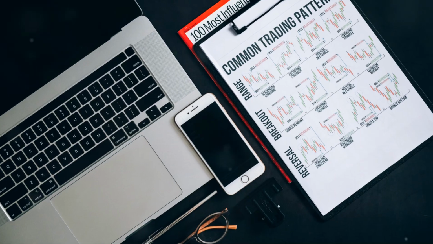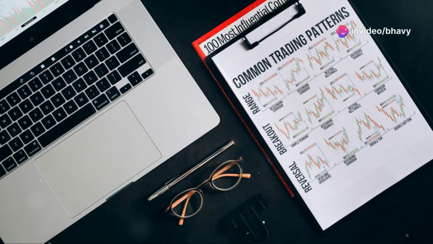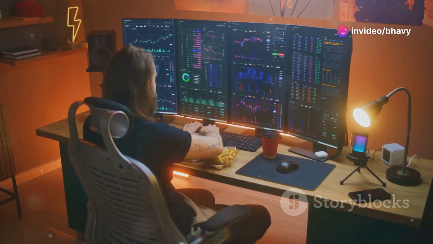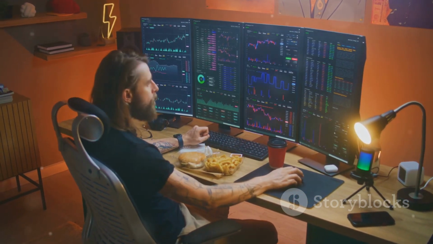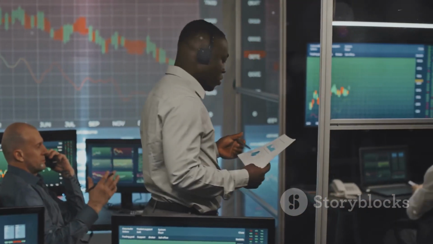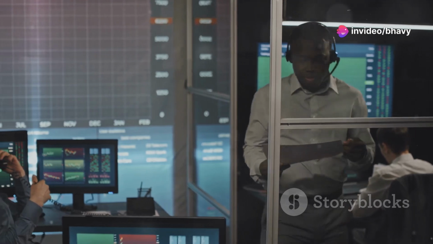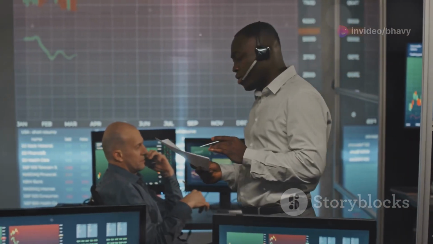Start with the basics. Begin by memorizing the most common candlestick patterns and their basic interpretations. Focus on understanding the underlying psychology behind each pattern. Practice regularly. The more you practice identifying candlestick patterns on historical charts, the better you will become at recognizing them in real-time trading scenarios. Use multiple time frames.